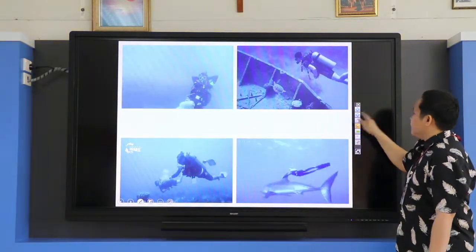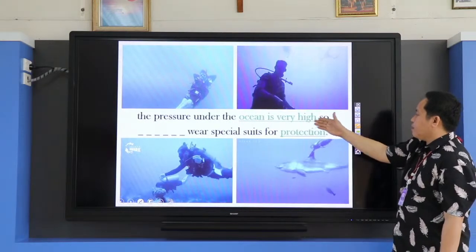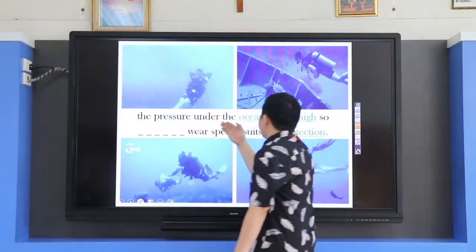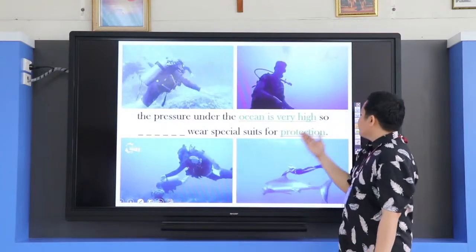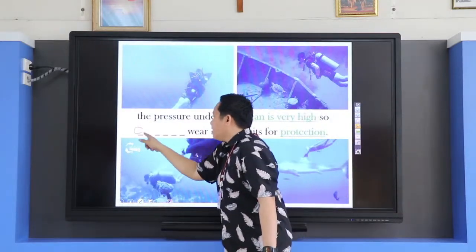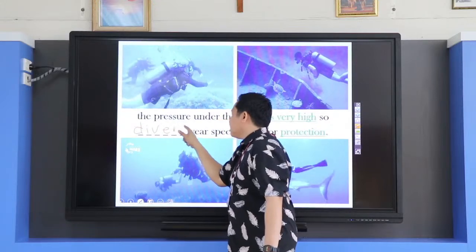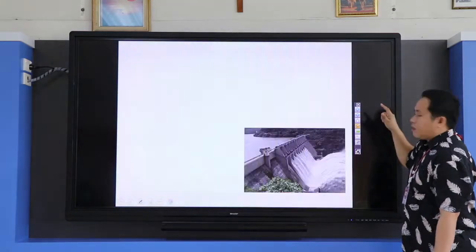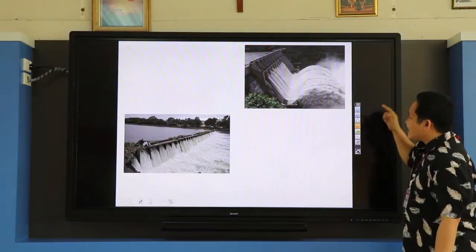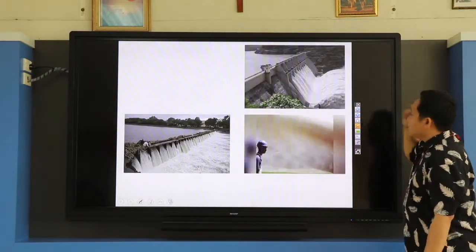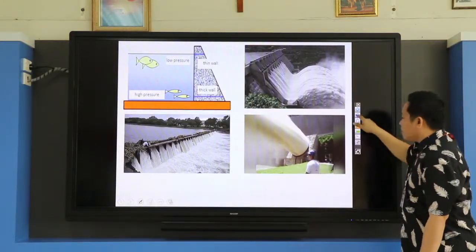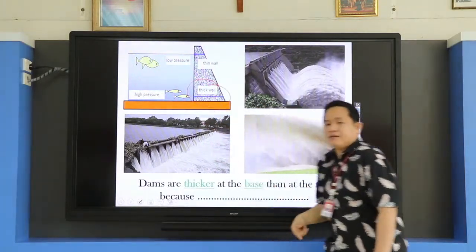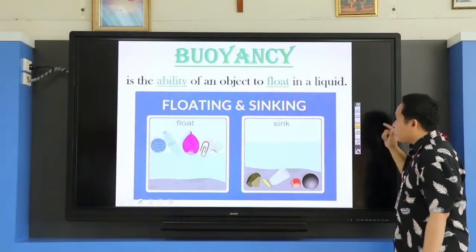This is a pressure that we can find under the water, because here in the ocean, the pressure under the ocean is very high. So what is the answer again here? Divers. These are the divers. They wear special suits for protection. Okay, we are saving time for the test. These are water dams. For those who were not able to watch our live number two, it is thicker at the base because the pressure is higher.